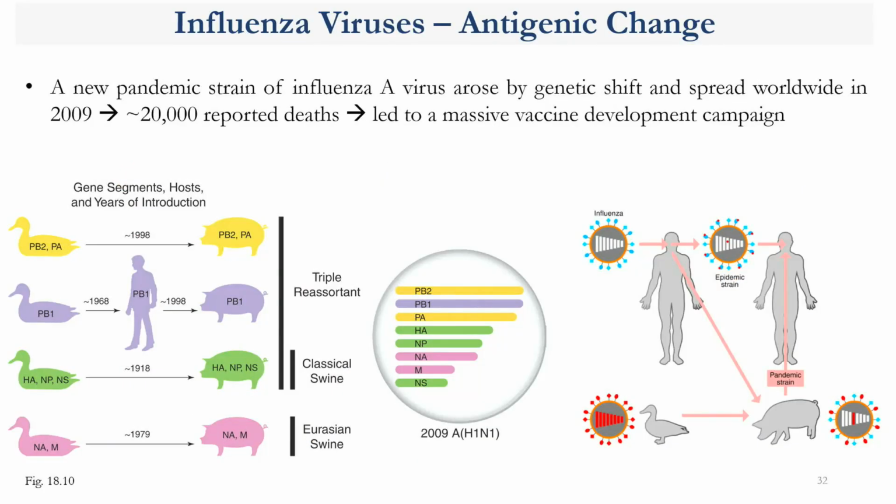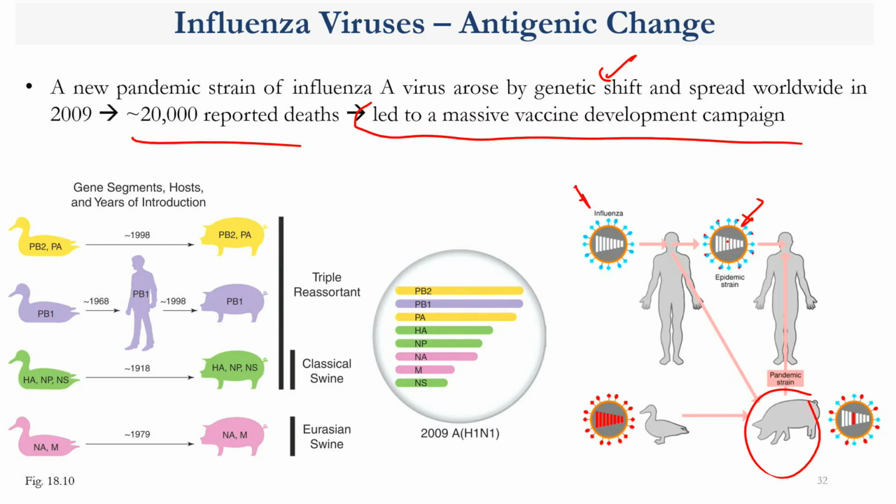A new pandemic of the influenza A strain arose by genetic shift, and it spread worldwide back in 2009. There were roughly about 20,000 reported deaths. And this then led to a massive vaccine development campaign. So again, you have your influenza virus, you have an epidemic strain that's transferring, then affecting the animals. Now you're mixing and matching these different fragments, resulting in a pandemic strain. You can look through the figure here, and it tells you where these different strains originated.